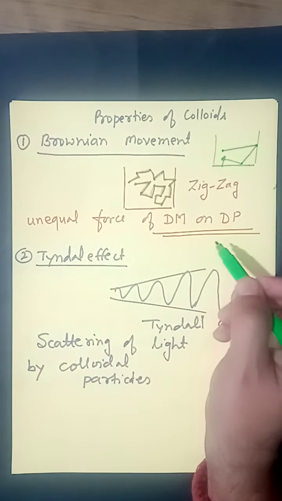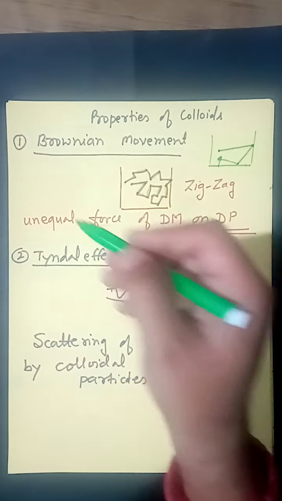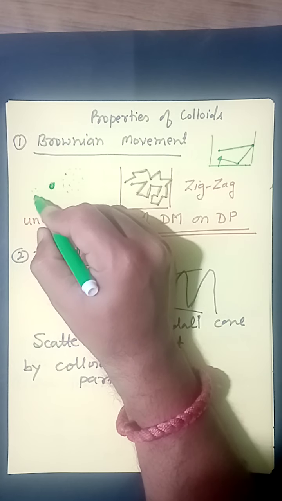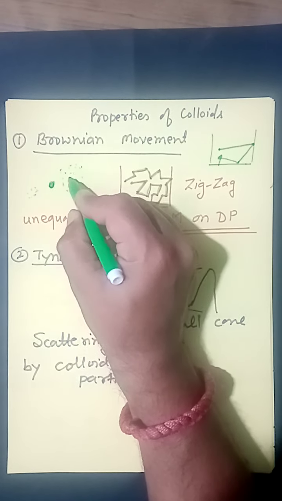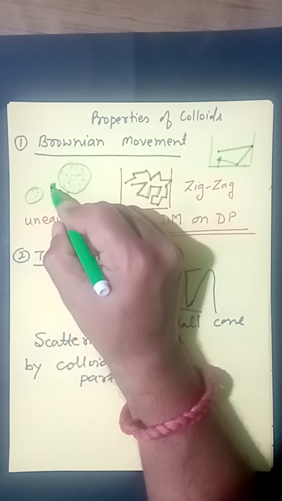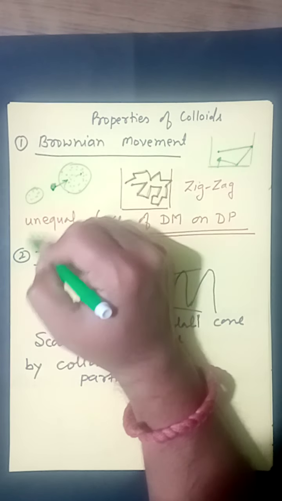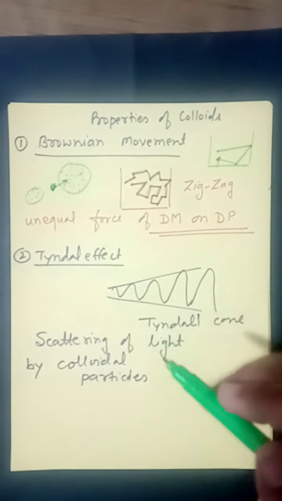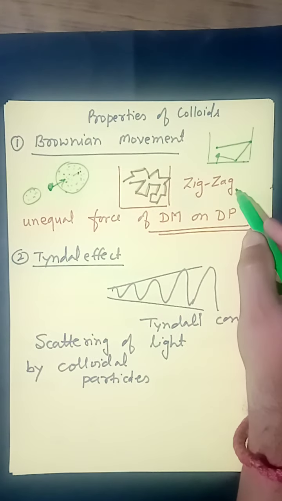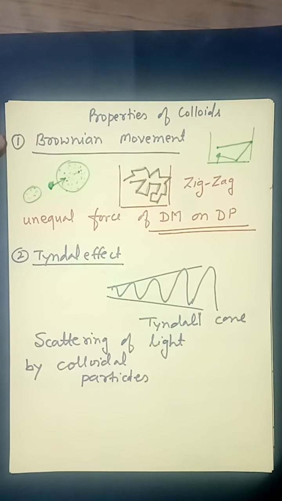medium on the dispersed phase. What is the meaning of unequal force? You know, colloid is a heterogeneous mixture. Let this be a colloidal particle, this side another particle, and this side some other particle. You can see this is unequal distribution. This side we have a dense solution and this side a lighter solution. So the particle has more attractive force in this direction, so it moves in this direction. This is the meaning of unequal force. Because of unequal force, the particle changes its direction of propagation continuously, and this zigzag motion is known as Brownian movement.